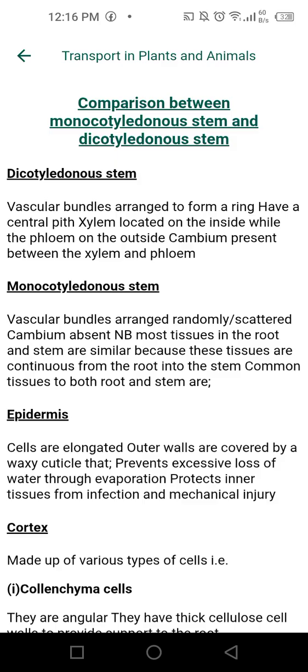NB: most tissues in the root and stem are similar because these tissues are continuous from the root into the stem. Common tissues to both root and stem are epidermis. Cells are elongated, and outer walls are covered by a waxy cuticle that prevents excessive loss of water through evaporation and protects inner tissues from infection and mechanical injury.